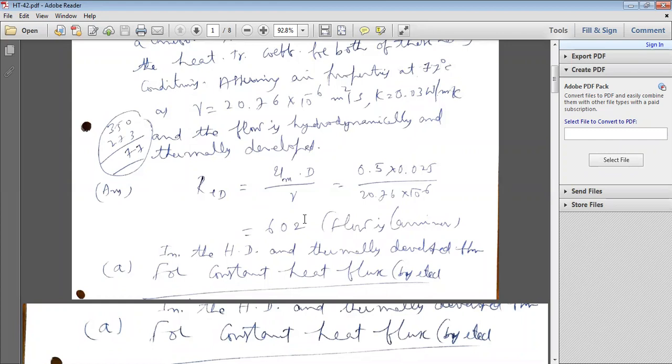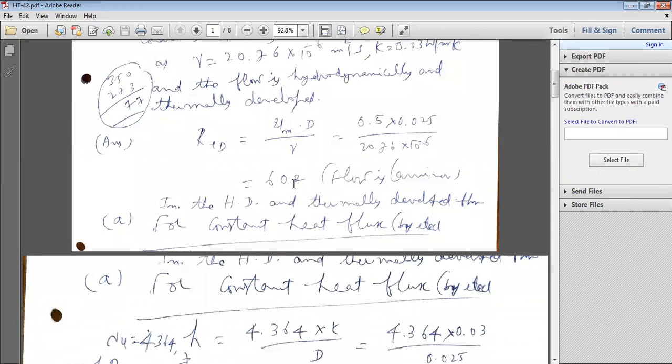All of you listen very carefully. If the Reynolds number is less than 2000 in a tube flow, that is laminar; 2000 is the critical Reynolds number. But in the case of flow on a flat plate, it is 5 into 10 power 5. In a tube flow, the critical Reynolds number is 2000. If the Reynolds number is less than 2000, the flow is under laminar conditions. So for this case, the Reynolds number comes as 602.